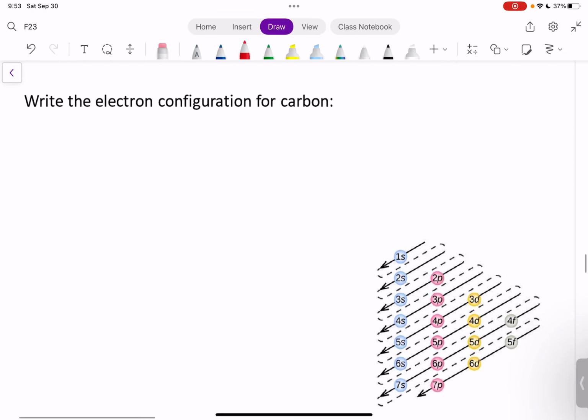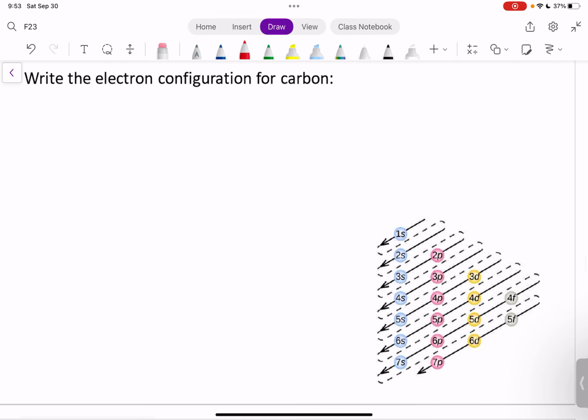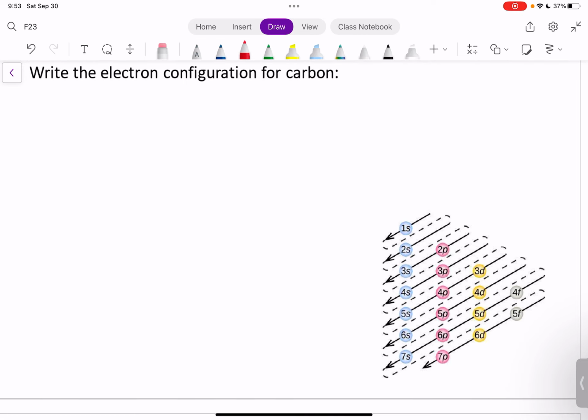So let's practice this one more time. Write the electron configuration for carbon. So now I'm going to let you try this out: pause the video and come back. All right, so for the first step, we want to figure out how many total electrons carbon has. Well, carbon has an atomic number of 6, so it has 6 protons, so it must have 6 electrons. Okay, so that was step 1.